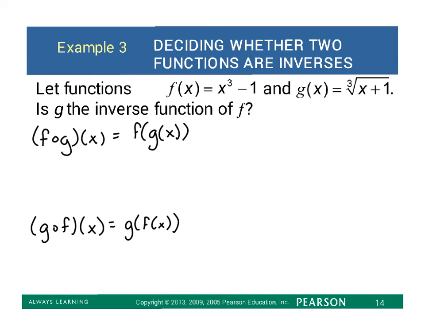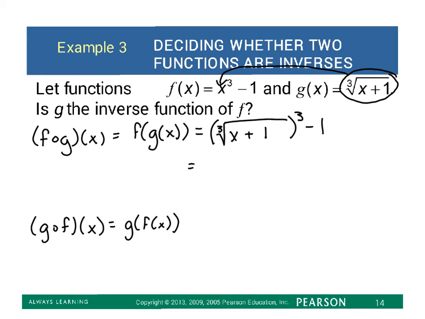So what we're doing for the first one is we're taking the function and placing it in for this x value right here. So we're saying we're going to cube the cube root of x plus 1, subtract 1. Well, whenever you cube a cube root, it gets rid of it. So we have x plus 1 minus 1, which equals x. So that checks out. We're halfway there.